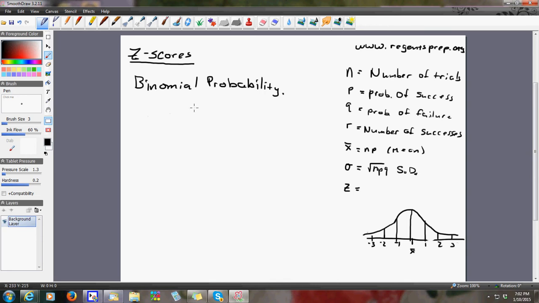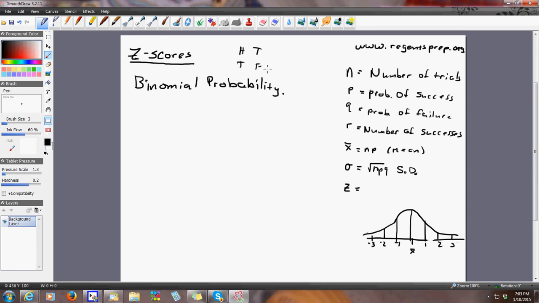So, z-scores. This is for binomial probability, and you'll recall that binomial probability is really things like heads or tails, true or false, it works or it doesn't. Basically, something happens and something else doesn't. And so what we're going to do is this. If you recall the bell curve, what happens is we're trying to find the probability that something's going to happen.